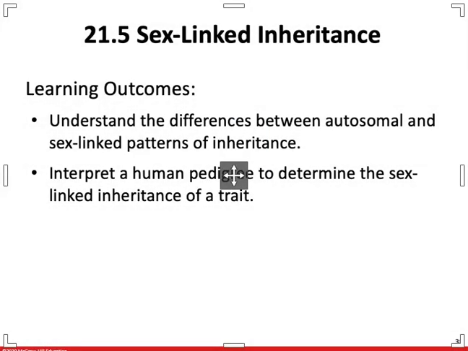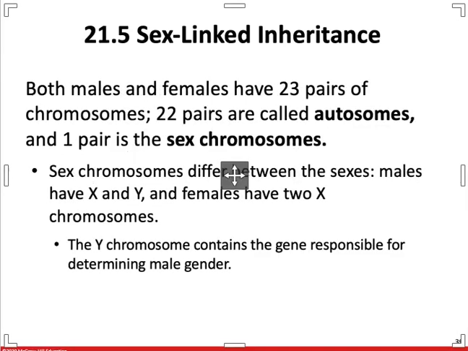All right, next up we want to talk about sex-linked inheritance. Now the interesting thing about sex-linked inheritance is that it's also not going to really follow those simple patterns of inheritance. It's going to be a little bit more complicated because the inheritance is going to be directly linked to the sex chromosome. So both males and females have 23 pairs of chromosomes.